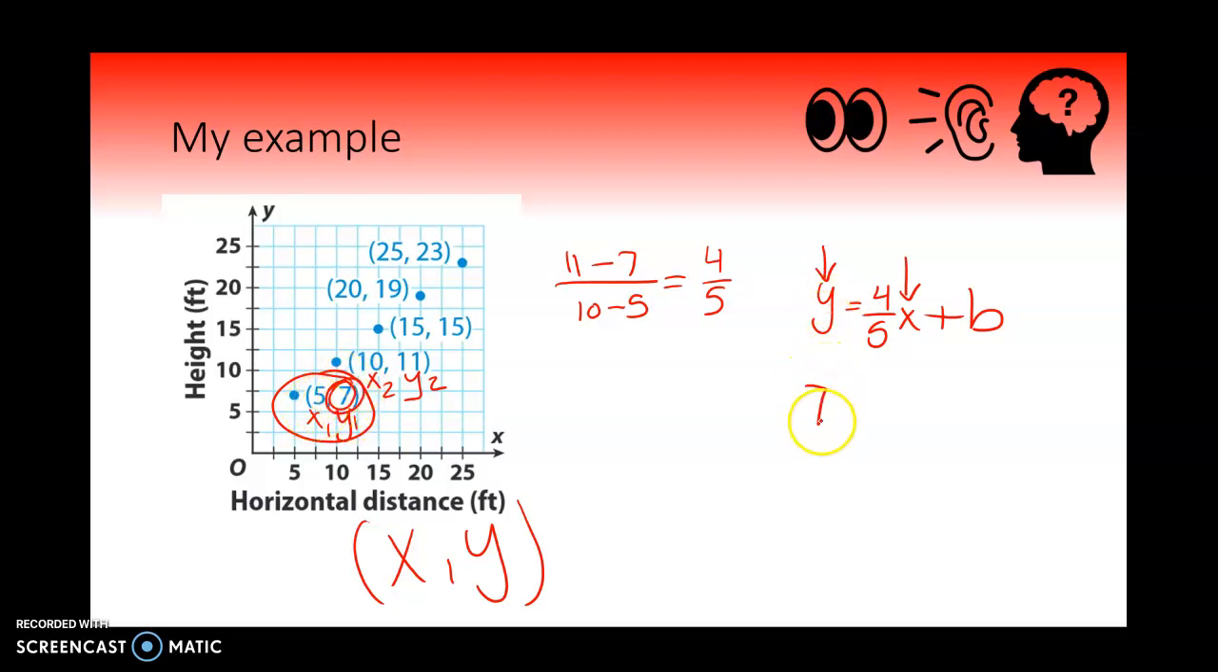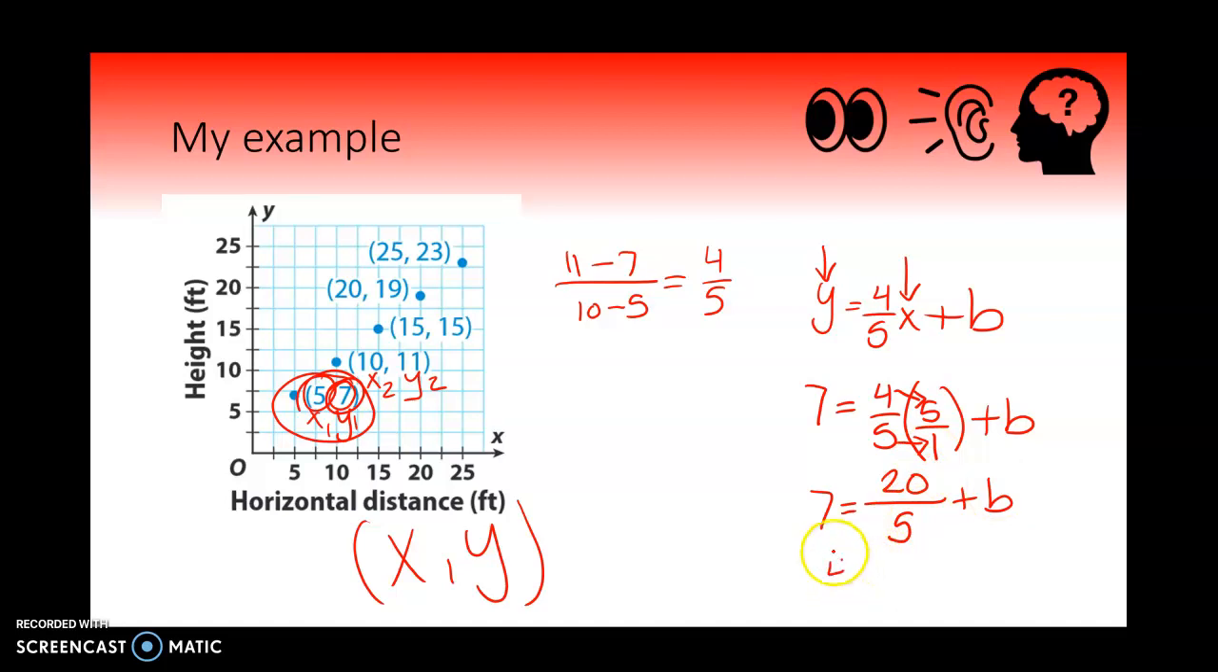So instead of y, I'm going to write 7 equals 4/5 times my x, which is now 5, plus b. I'm going to make this look like a fraction by putting it over 1. Multiplying fractions is super easy. You just multiply straight across. 4 times 5 is 20. 5 times 1 is 5. I'm going to bring everything down. 7 equals 20 over 5 plus b. I just multiplied the fractions. Now 20 divided by 5 is 4. So I got 7 equals 4 plus b.